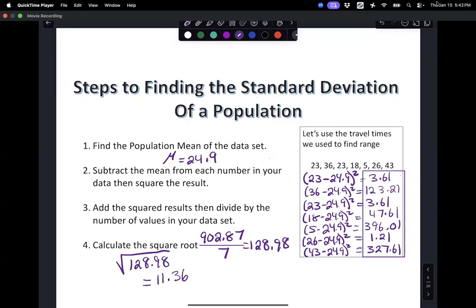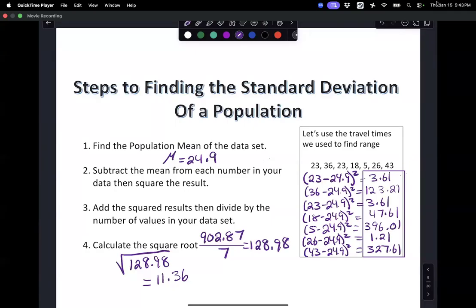So what the standard deviation tells us, the standard deviation is the average distance the data values are from the mean. That's what we just calculated. The average distance the data values are from the mean. So if that average is bigger, then the numbers vary widely from the mean.